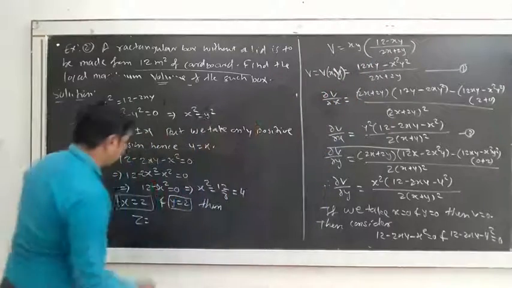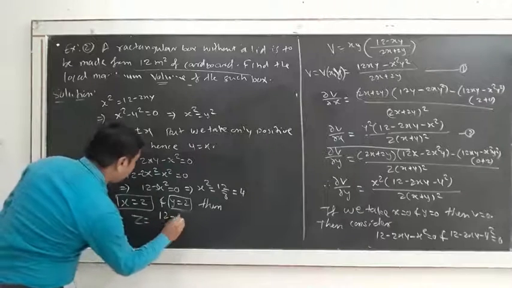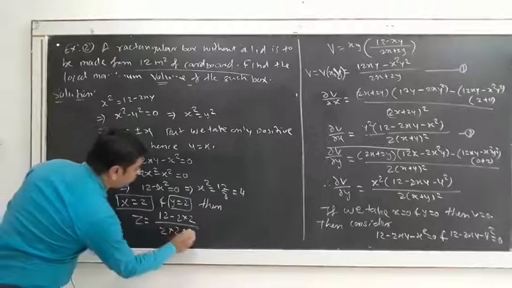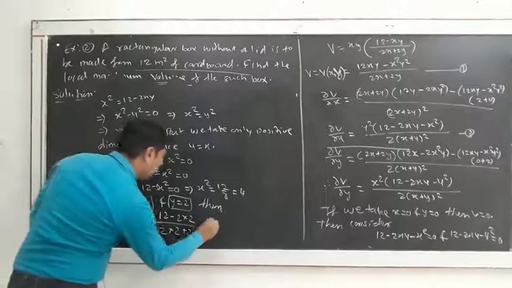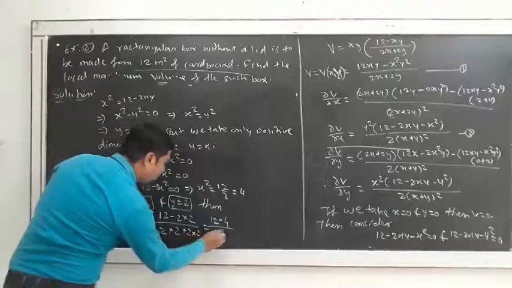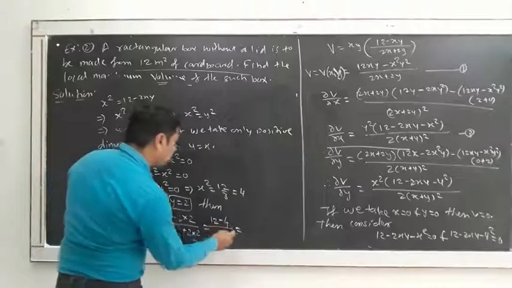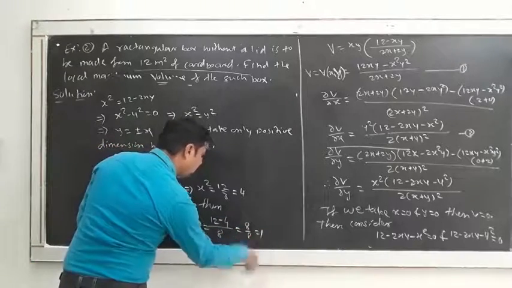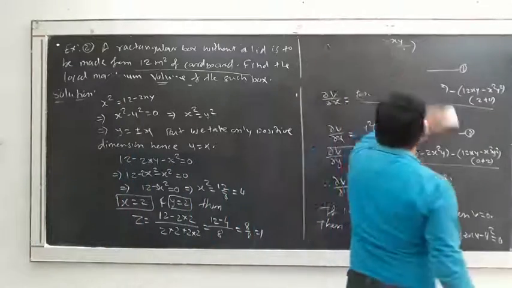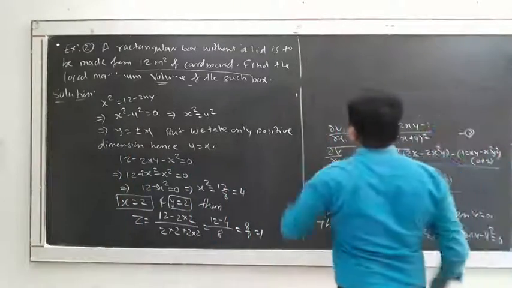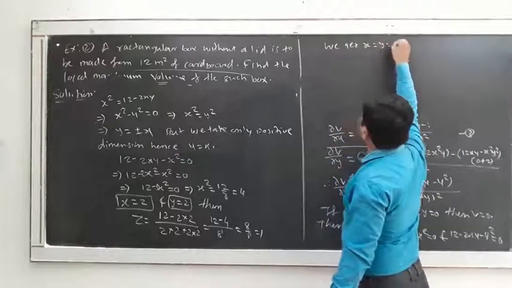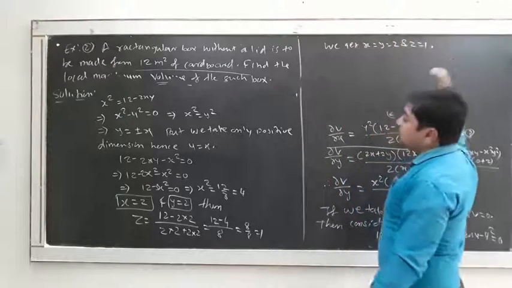So this is nothing but (12 minus 2 into 2) upon (2 into 2 plus 2 into 2). It should be 12 minus 4 upon 8, which is 8 by 8, so it should be 1. So we are getting our xyz: x is equal to y is equal to 2 and z is equal to 1 dimension.